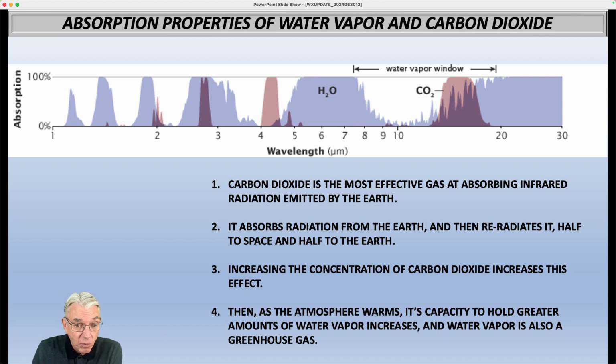That then sends more radiation back down to the Earth, and the two work in tandem, okay? And it just keeps getting warmer and warmer and warmer. So this wavelength interval right in here is the problem, okay?